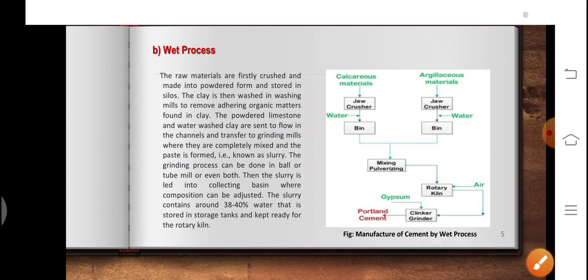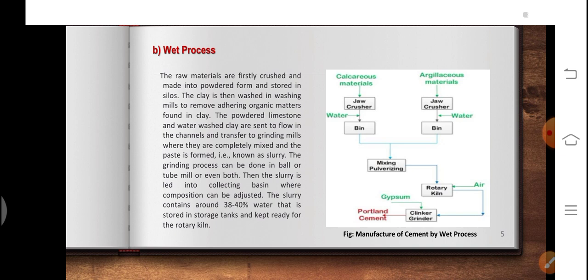Here the paste is stored in the bin because when water is mixed with the powder, that is, when it is mixed with the raw material, a slurry is formed. So what is slurry? The term slurry basically refers to the material which is mixed with water. That is, raw material is mixed with water and a paste is formed. This is known as slurry.